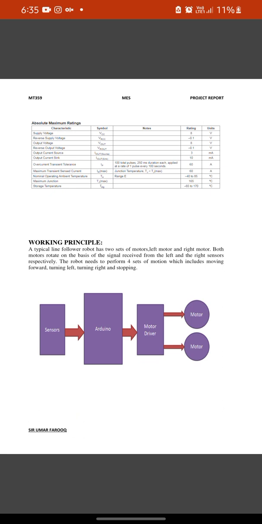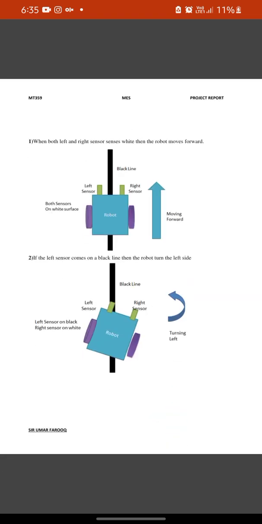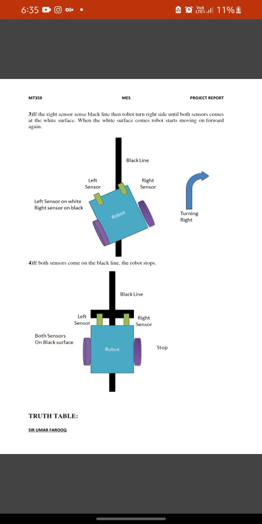Now the working principle. A typical line follower board has two sets of motors, left motor and right motor. Both motors rotate on the basis of signals received through the Arduino to the motor driver. When both sensors sense white, the robot moves forward, or if the middle sensor is detecting, then our robot moves forward. If the left sensor comes to the black line, the robot will turn to the left side. If the right sensor is on the black line, the robot turns right.